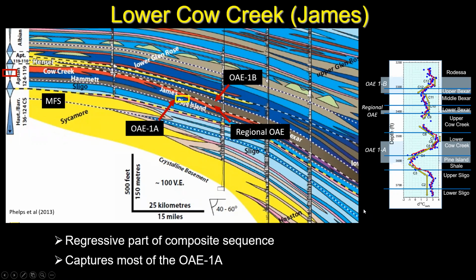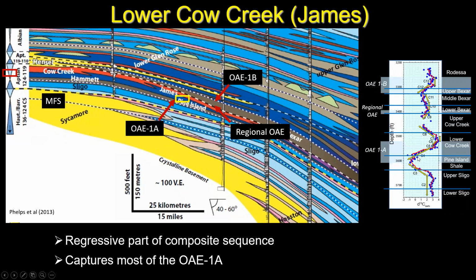Moving up into the lower Cow Creek, this was deposited during a regressive half of a composite sequence. Here's a composite sequence. We're going into the regressive part. It captures most of the OAE1 proper. Here's the OAE1 proper right through here. This increase in delta C13.